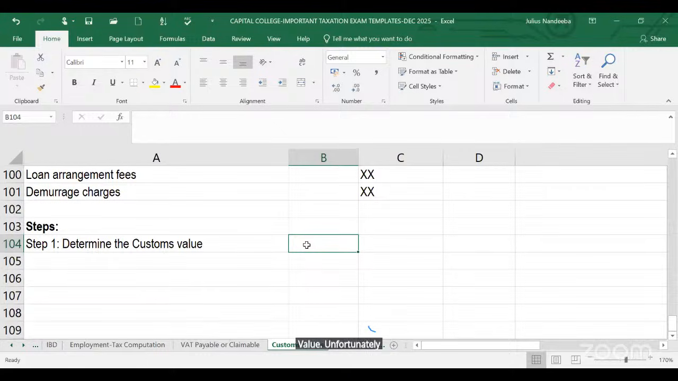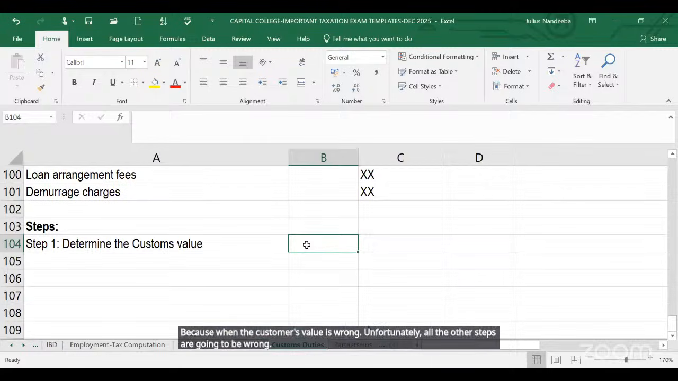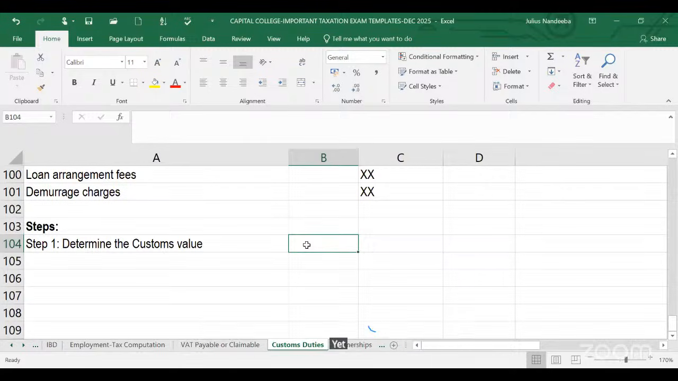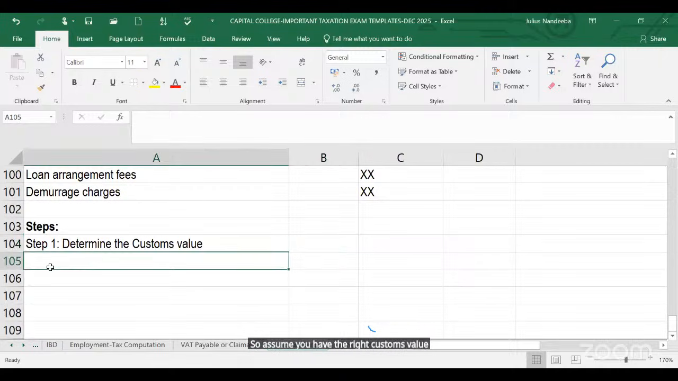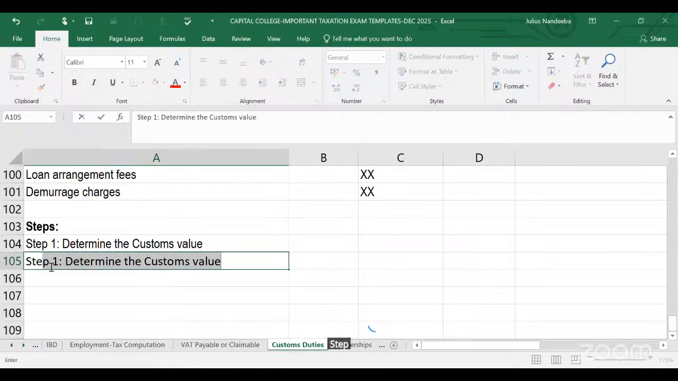Unfortunately, this is where the customs number becomes sweet or becomes sour. Because when the customs value is wrong, unfortunately, all the other steps are going to be wrong. Yet it is one of the easiest numbers. So assume you have the right customs value. What do you do next? Step number two.